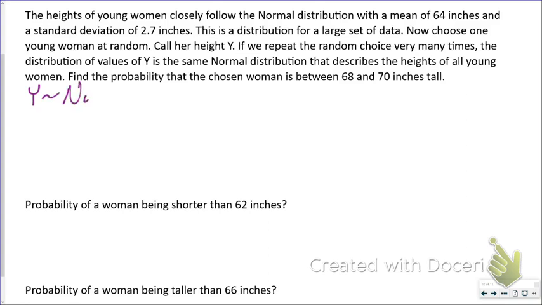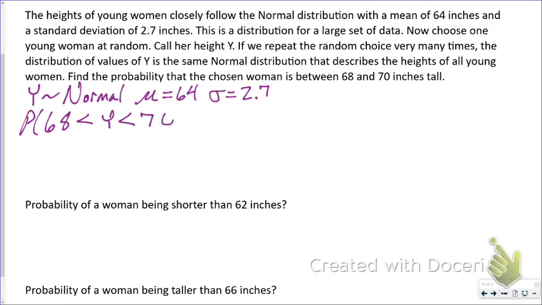And this variable y is normal, as they say in the paragraph, with a mean of 64 and a standard deviation of 2.7. So those are points right there. You need to write that down. Next, you need to write the question. So probability of 68 to 70. Those are points also. Make sure you write that.